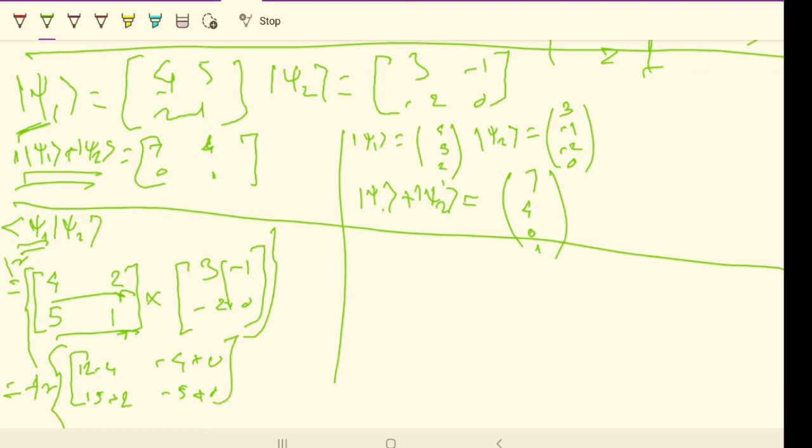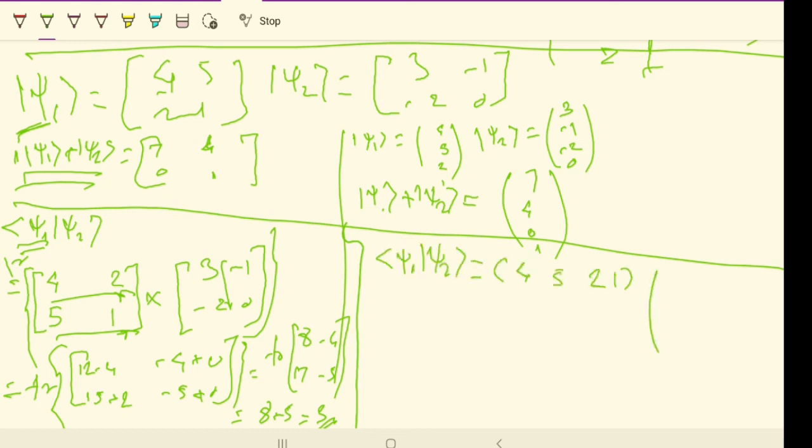Again, minus 5 plus 0. So that would be equal to trace of 8, minus 4, 17 minus 5. So that would be equal to 8 minus 5, which is equal to 3. So using the actual net response, the inner product is equal to 3.